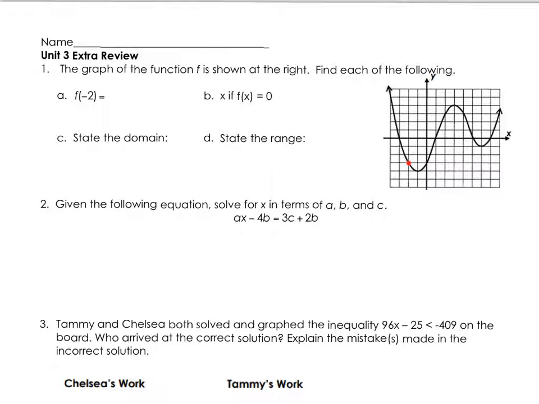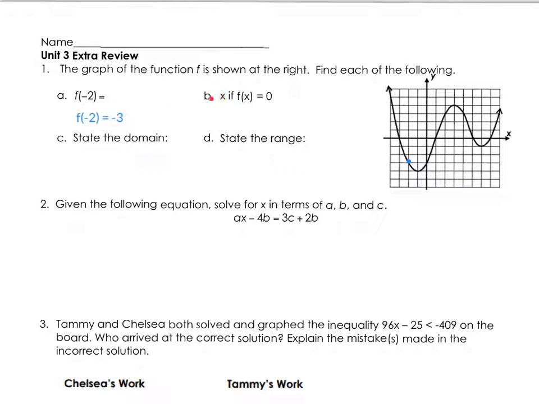So once I figure out what point it is, then I can figure out what the y value is that's paired with an x value of negative 2 for this function. And that would be a negative 3. So we write that as f of negative 2 equals negative 3.